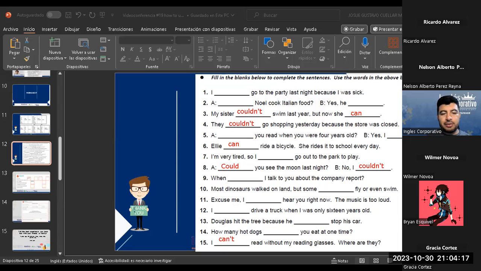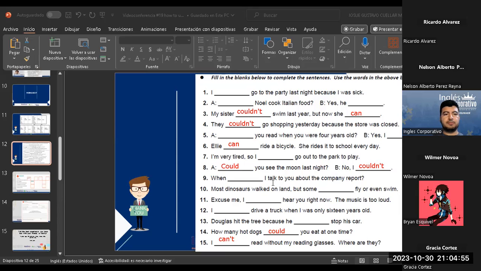And some other, do you have other or later? ¿Tienes otra o después? Tú me dices. Number 14. How many hot dogs could you eat at one time? Ok, aquí podría ser can, pero también could, si decimos podrías, ¿verdad? ¿Cuántos hot dogs te podrías comer de un solo? O puedes, can. Aquí cualquiera de las dos son válidas. Thank you. Ok, ok. Wilmer, Ricardo y Nelson.